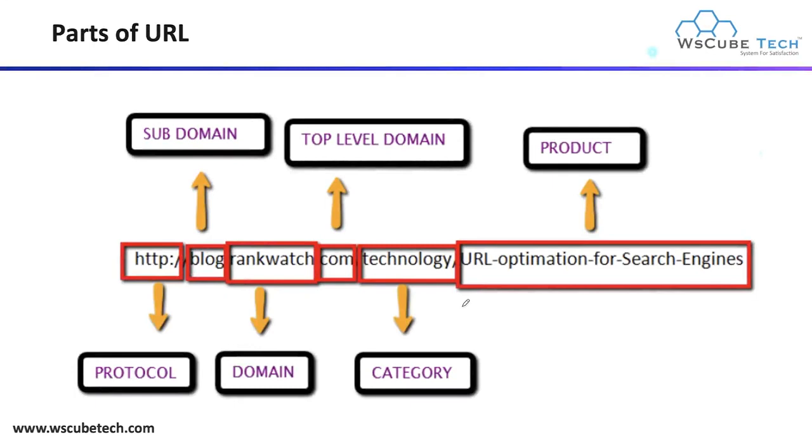Next we have the parts of a URL. When we are doing URL optimization, it's compulsory to learn about the parts of a URL. First we have HTTP, or you can say HTTPS. HTTP stands for Hypertext Transfer Protocol. This part is the protocol of a URL address. This is the only part in a URL which can't be changed when it comes to optimization.